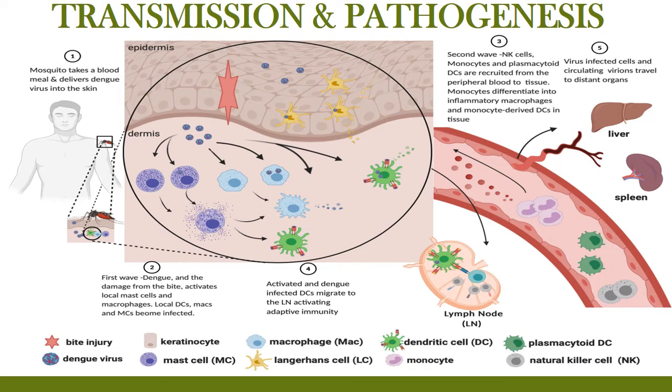And about the pathogenesis of dengue, during the feeding of mosquitoes on humans, the mosquito takes a blood meal and delivers dengue virus into the skin. Dengue virus then enters through the epidermis and dermis layers and activates mast cells, macrophages and dendritic cells. These infected cells then migrate from the site of infection to the lymph nodes, and the infection is amplified and enters the lymphatic system.